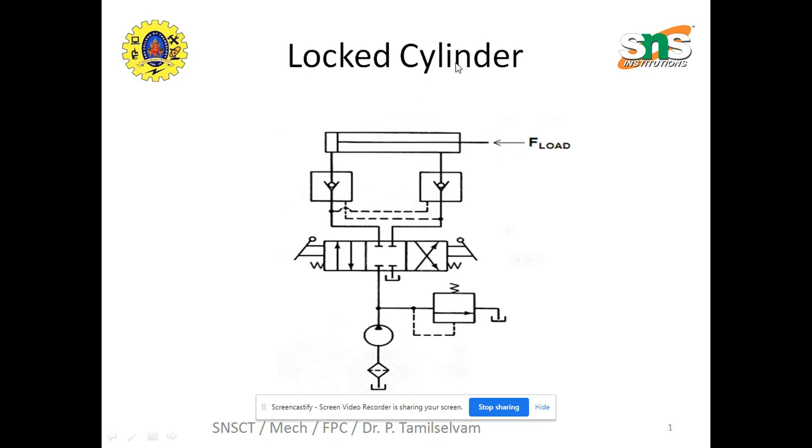This is how the locked cylinder will happen. If we switch off, if we are not allowing any fluid here, then this pilot operated check valve will not sense the pilot pressure, so that any further movement towards right side will not happen. In the same way, if there is no pressure here, it will not permit flow in this direction also, so that it is called locked cylinders.